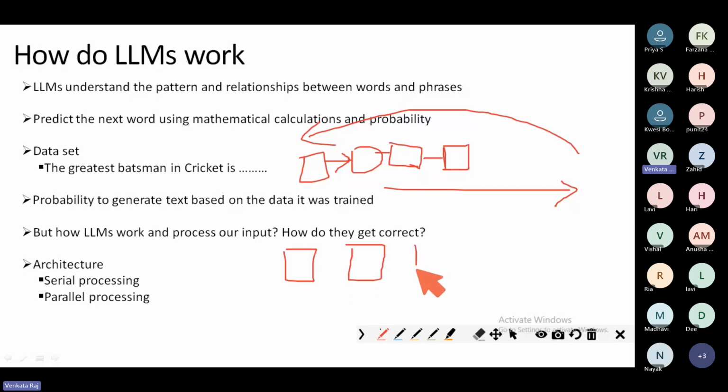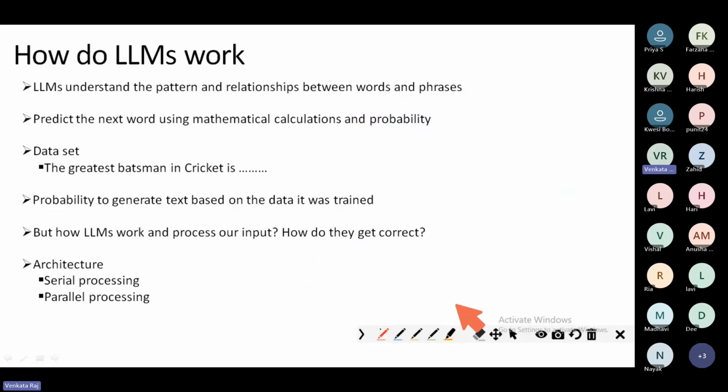But in parallel, all the tokens will have the reference to each other and they will be processed in parallel. As a result, the pattern detection between the tokens will be better, and the output will be more accurate. So that is basically our serial processing and parallel processing.